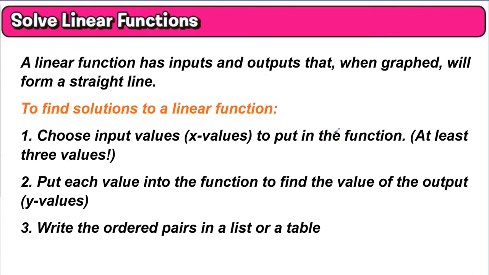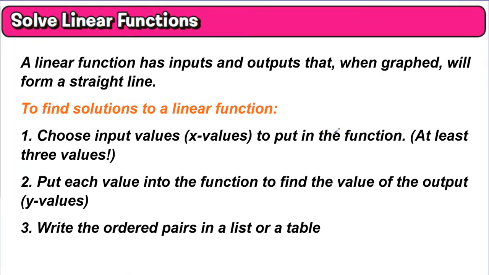And step 2, we're going to put the values into the function to find the value of the output, or our y values. So then what we'll have is an input and an output. We'll have an x value and we'll have a y value, and that'll be an ordered pair. And then we're going to write these ordered pairs either in a list or in a table.